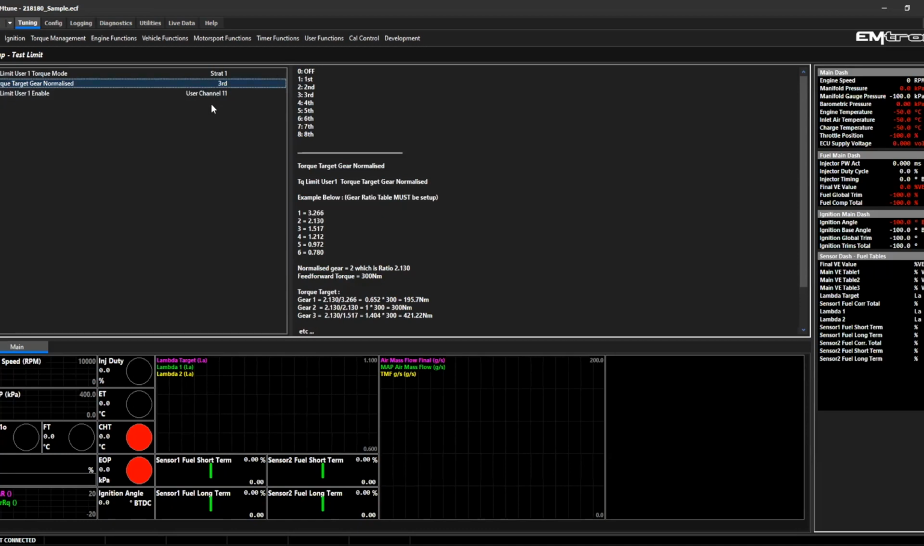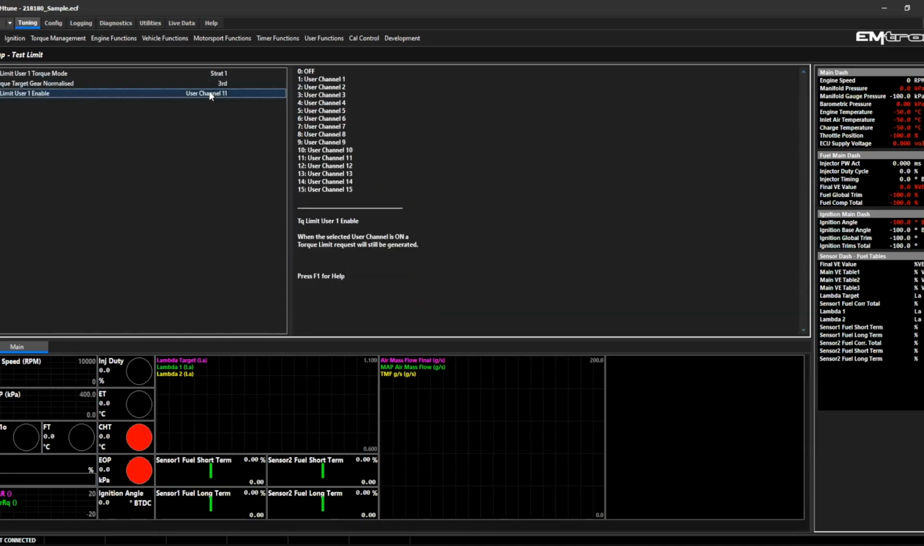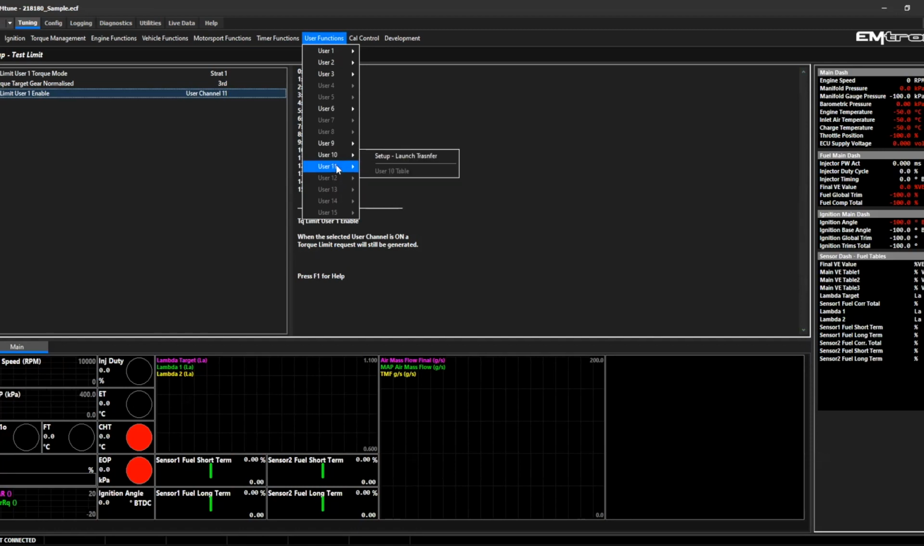So it's pretty straightforward. Here we have the way for the user to enable the user torque limit. In this case, I've just configured it up at user channel 11, which leads on to the fact that we have now added another 5 user channels to the ECU that can be configured. These do not have table control like the 1 to 10. They basically have the same logic options of enabling the status of it being on and off.